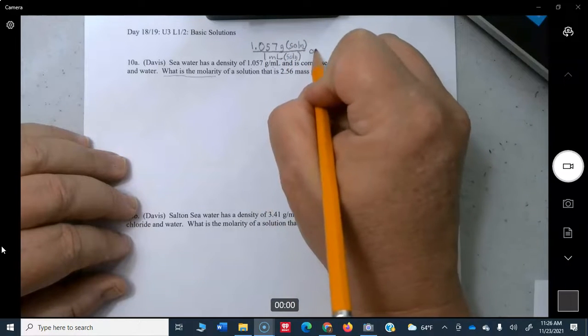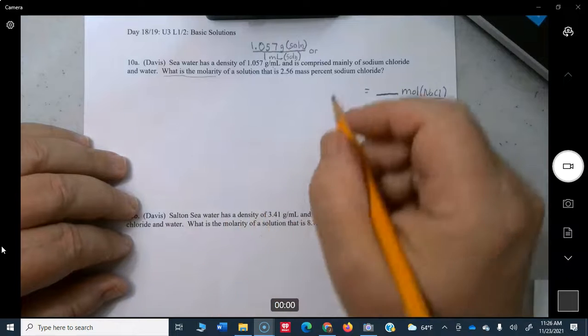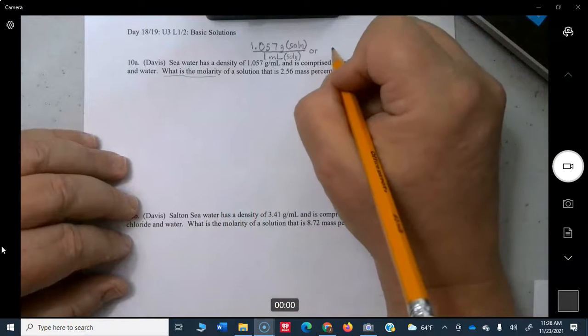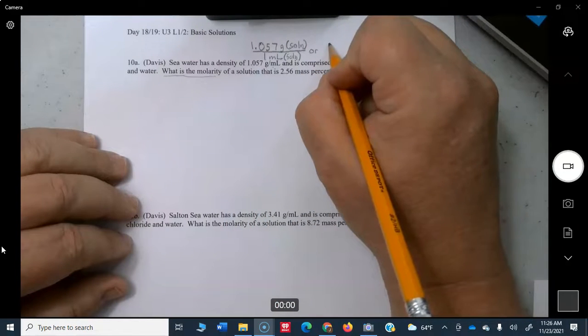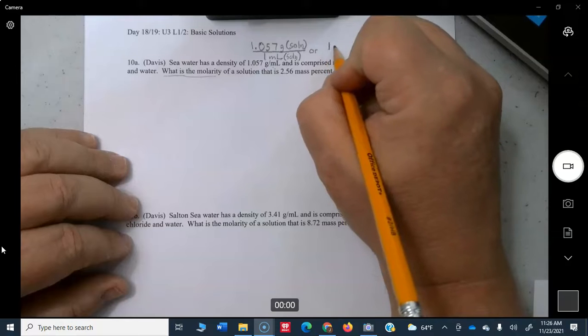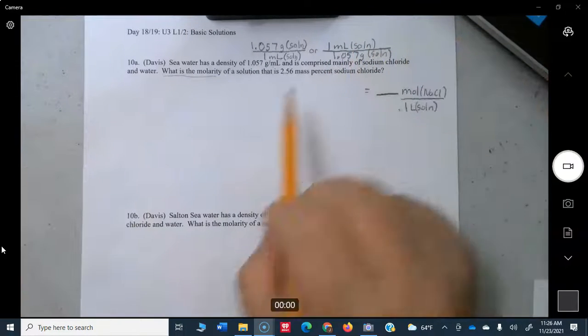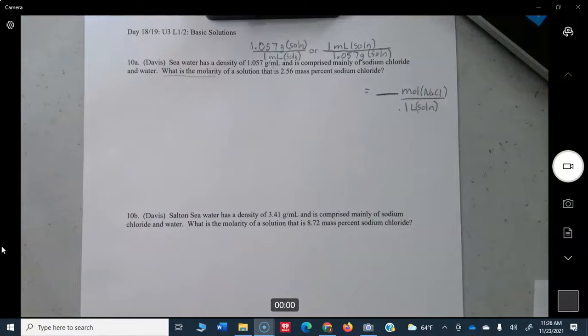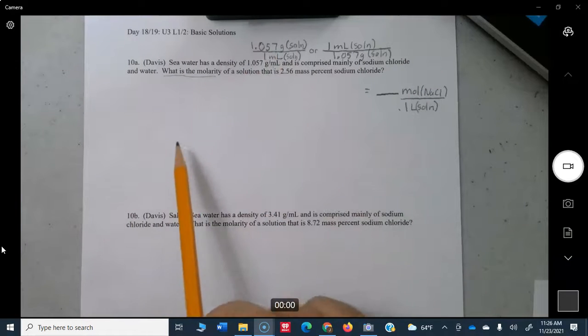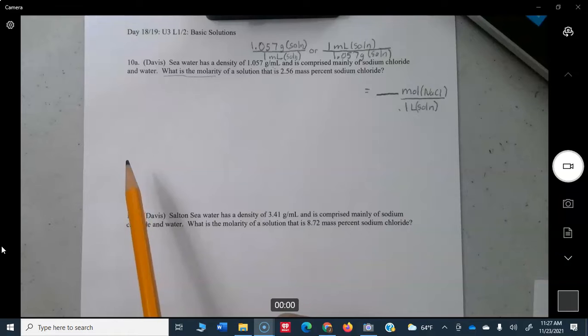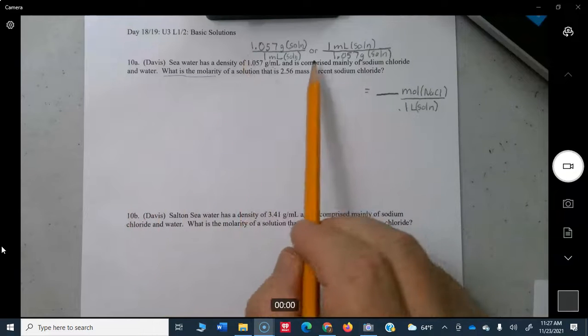So what we're doing is turning this into the 2 conversion factors that we'll need somewhere in this problem. So that means you can also say the following, that for this particular problem, 1 milliliter of solution over 1.057 grams. So you can just flip it. You don't have to write out the equivalency, 1.057 gram solution equals 1 milliliter solution. Just go ahead and go straight to the conversion.